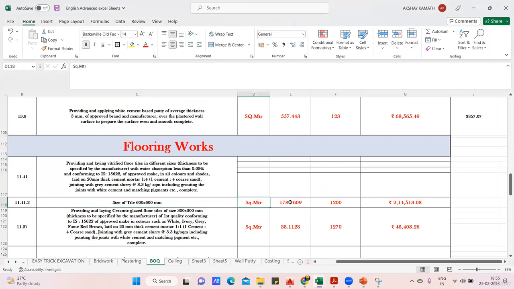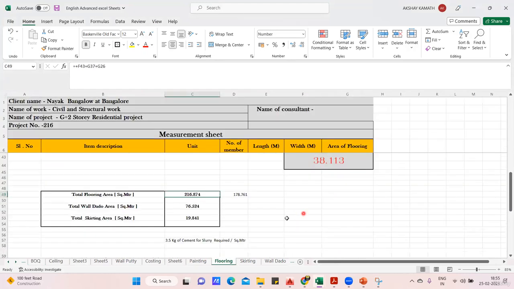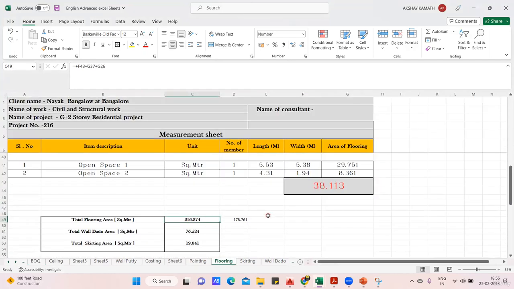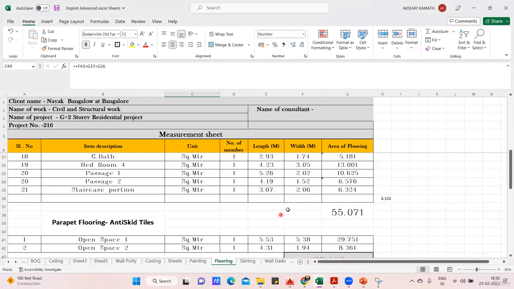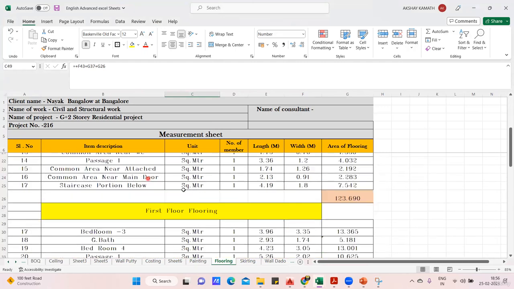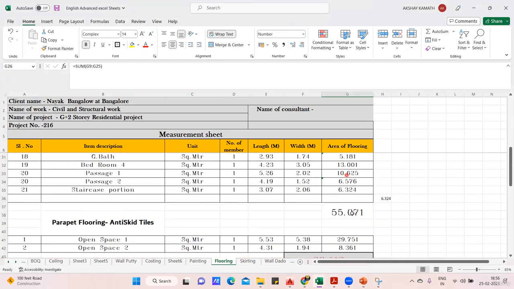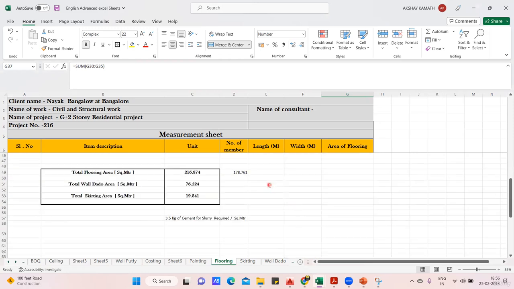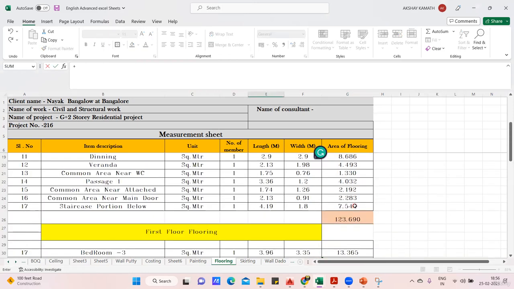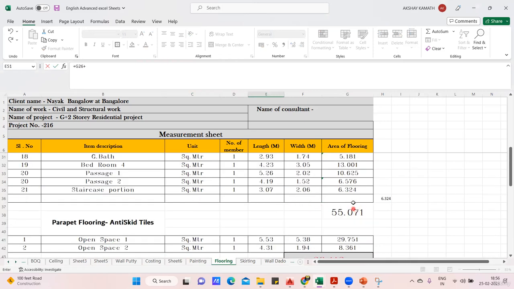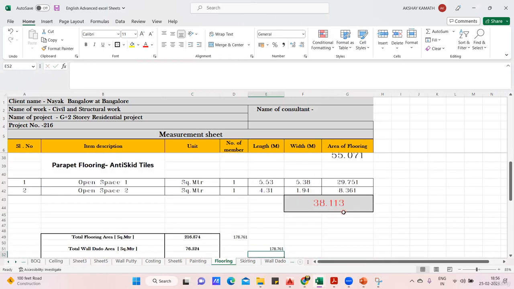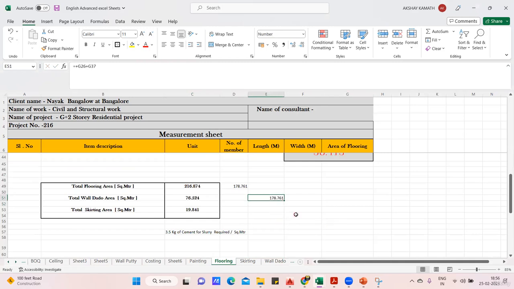This is square meter. Now I want to find the total flooring area. So for that, I'll go to the flooring estimation sheet, taken for quantity takeoff. So what is the total flooring area? My total flooring area is 216. That means in ground floor flooring area, it is 123 plus 55 I'm supposed to do. I'll do that. Total flooring area, how much will it be? Ground floor total flooring area is 123 plus first floor flooring area is how much? 55.07. So total it will be 178.761.